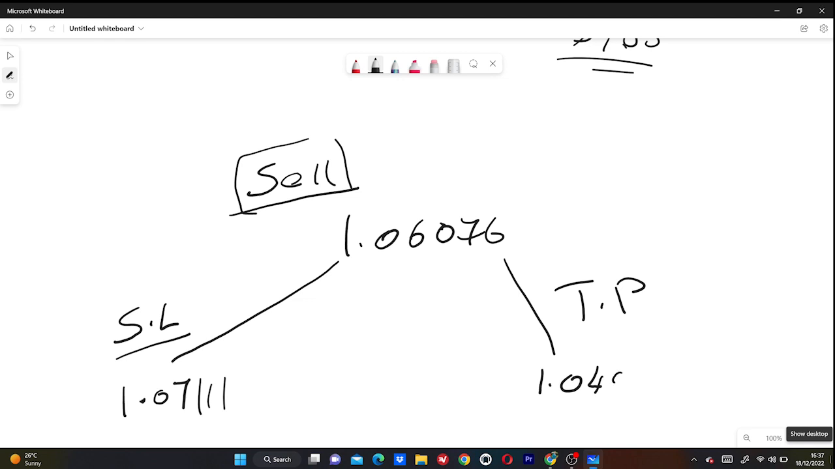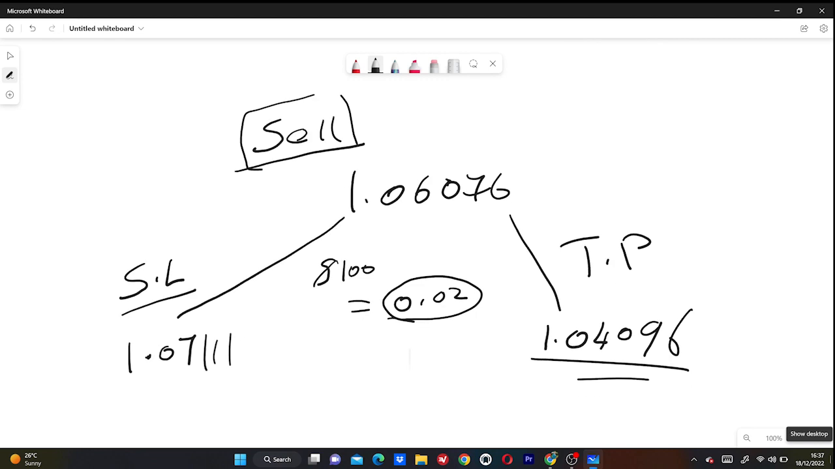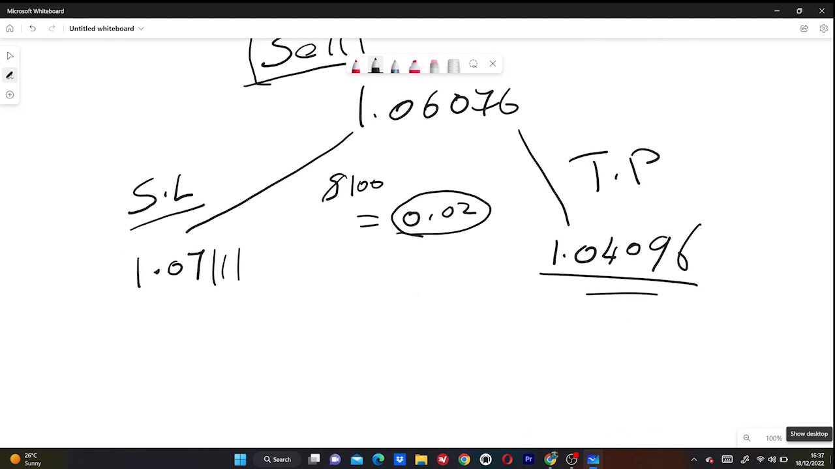1.04096. Let's make this complicated, for example, say your account has $100. For me, I will use the lot size of 0.02 to see how much money I'll make in this scenario. This is our lot size we adjusted on our MT4 platform for trading. So how much money will we make if it hits our stop loss or our take profit? How much money will we lose with our capital? The $100 is our capital over here.